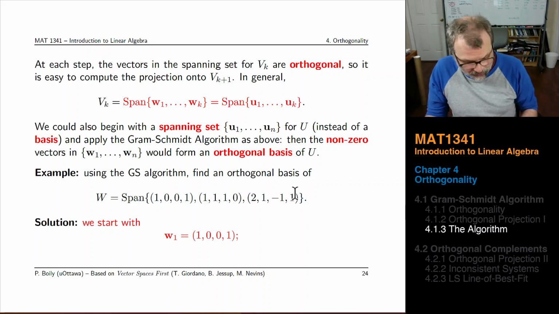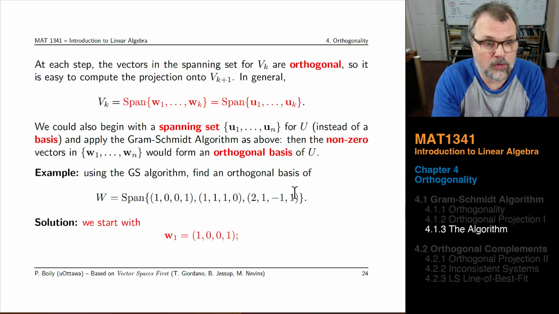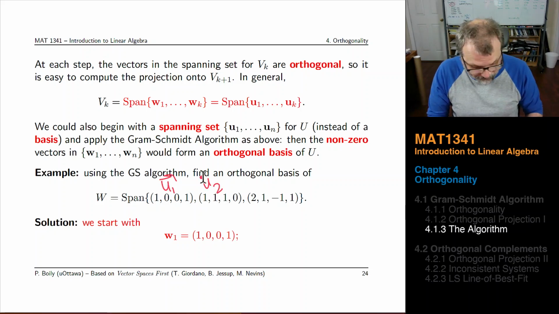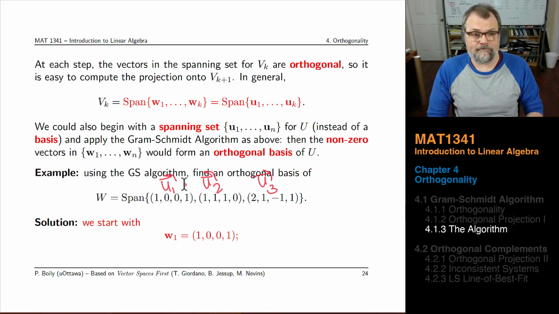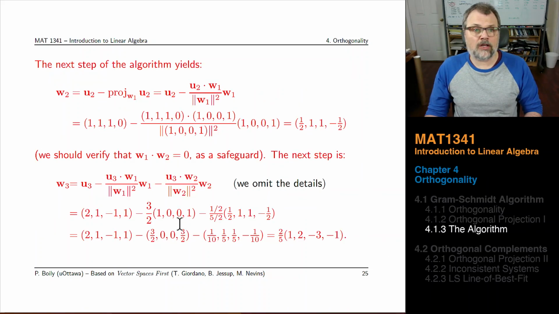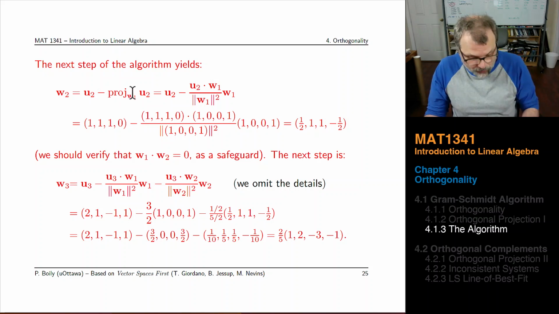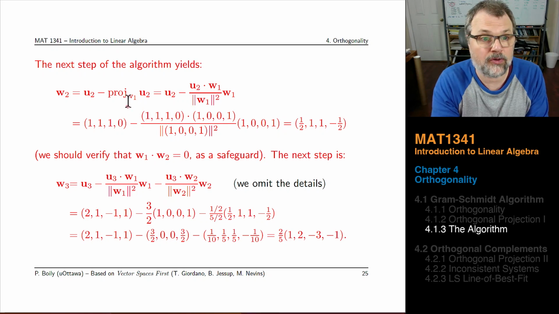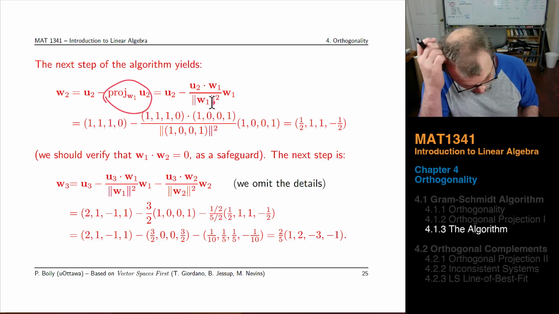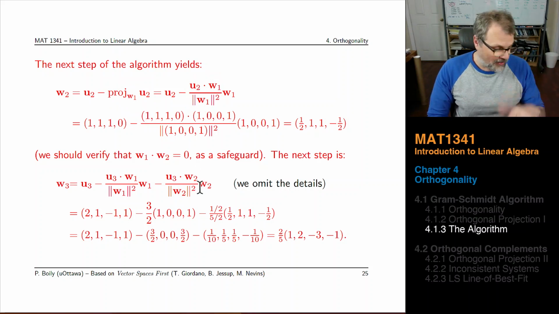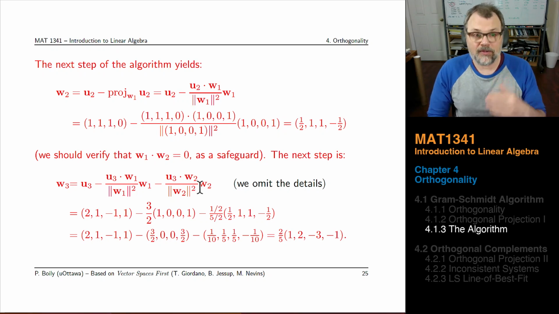So we start with the first vector. From our perspective, this is going to be U1, U2, U3. So we start with the first vector and call it W1. That's (1, 0, 0, 1). The next step then is to compute U2 minus the projection of U2 on W1. And we have a formula for this. We just need to find the Fourier coefficient right here. So you would have U2 minus the inner product of U2 with W1 divided by the square of the length of W1 times the vector W1.